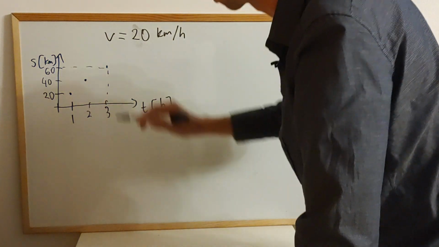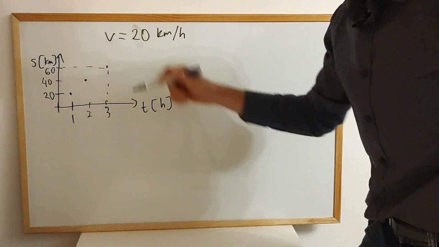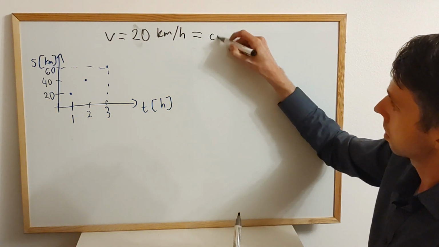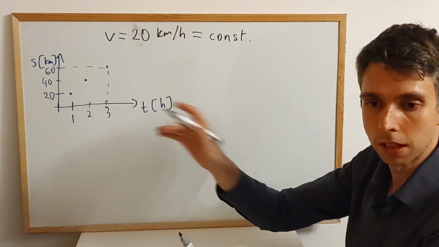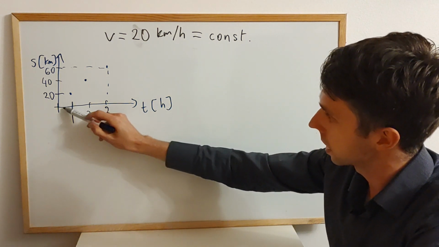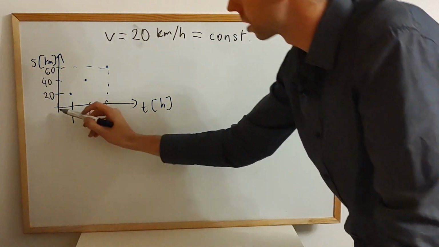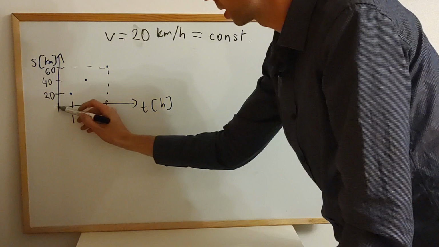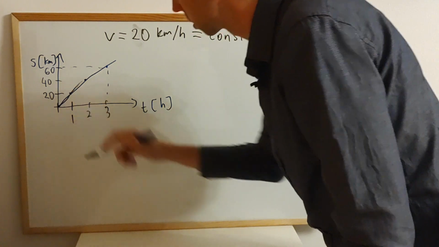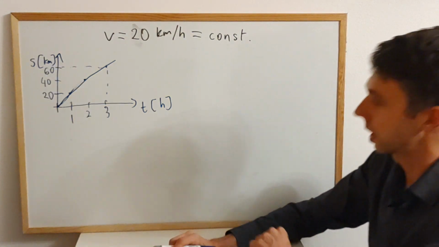Just lines to make sure it looks good. And also in between, so my speed is all the time the same. We in physics call it constant when it doesn't change. So we have constant speed. So for example, in half an hour, distance is 10 kilometers and so on. So we can connect the points and I should get the straight line. Okay, so I would say the distance is proportional to time.